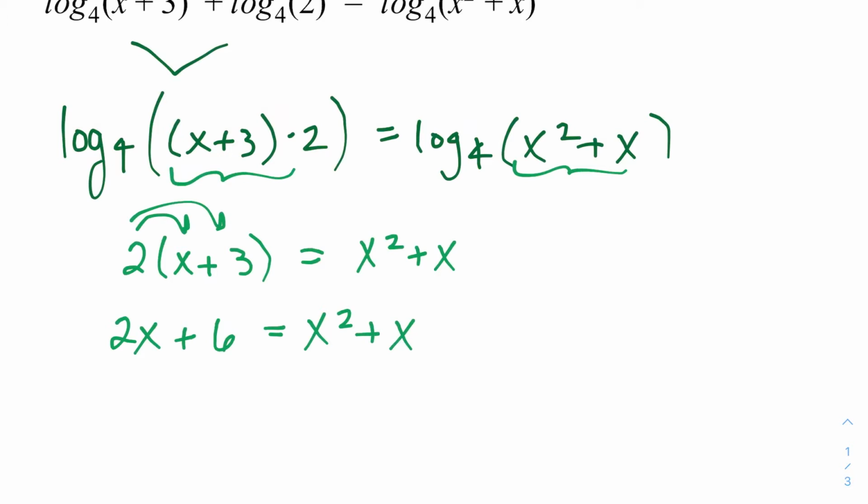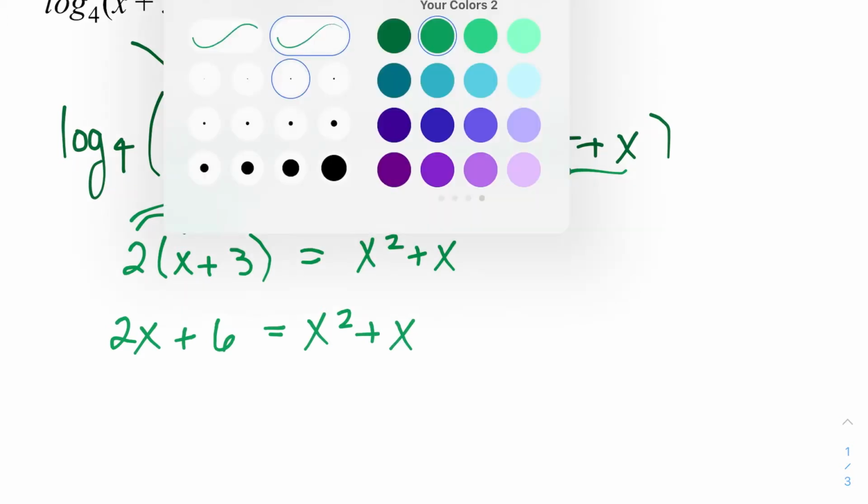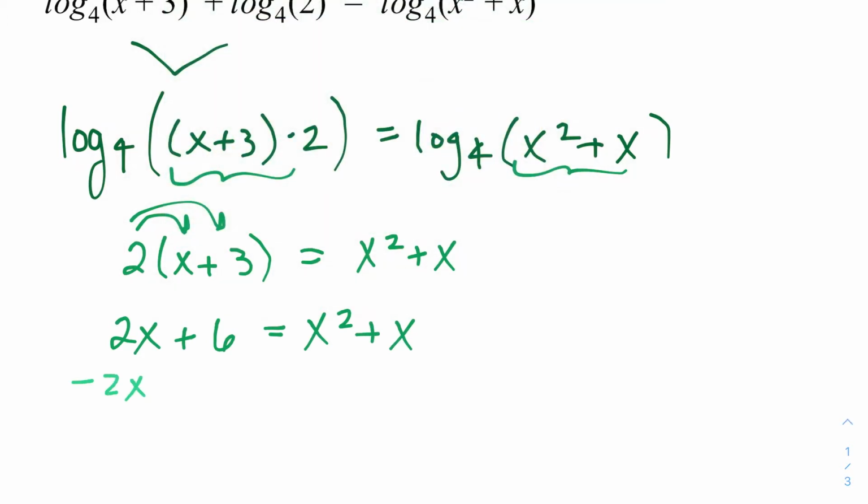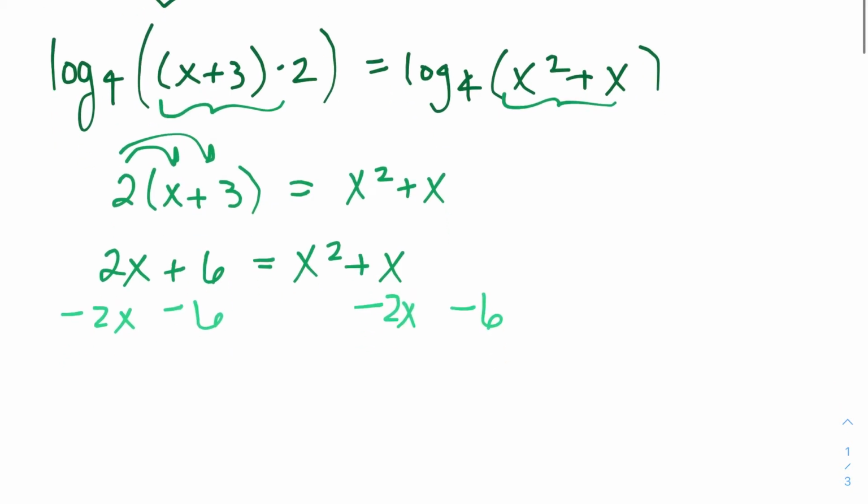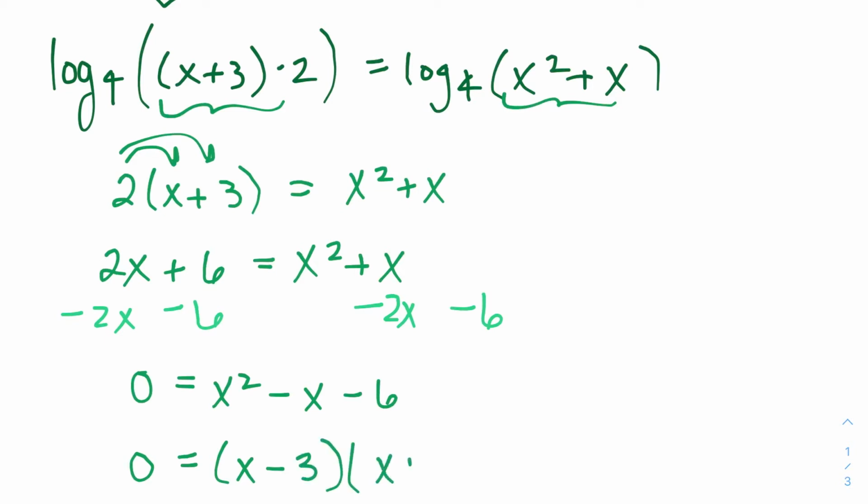Then I want to get everything on the other side of the equation, right? So I'm going to subtract 2x from both sides, subtract 6 from both sides, and that'll give me 0 equals x squared minus x minus 6. It's a quadratic, so we factor it: x minus 3, because we want that to be a negative x, and x plus 2, right? Leading coefficient of 1 means that we're just looking for what multiplies to negative 6 and adds to negative 1.